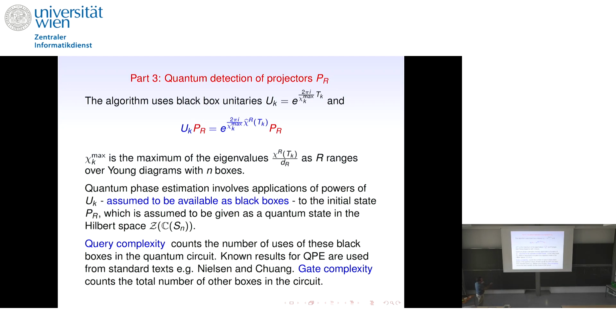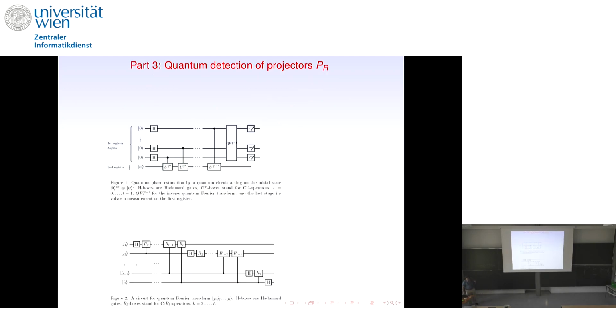And this comes along with some standard results of something called query complexity. So in this way, we assume that these unitary operators are given to you as black boxes, and you're going to apply them. And there's a question of how many times you're going to apply these black boxes. That's the query complexity. And there's a gate complexity, which involves the other gates that are in the circuit. So this is from standard textbooks.